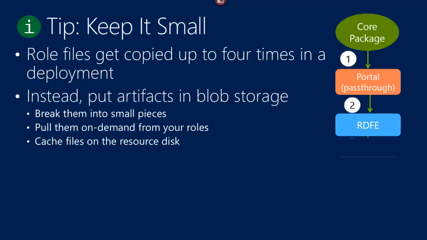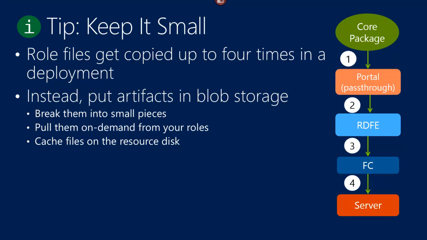passes it to RDFE. RDFE hands it to the Fabric controller. And by the way, RDFE has copied it to its own storage account and, in parallel, as a backup. It sticks it in the Fabric controller. Now, the Fabric controller stores it on disk, and then it pushes it to the servers that the individual roles are on. So you can see we've had a copy to storage, 2 copies to disk, 1 on the Fabric controller, 1 on the server. So lots of copying of this data through the network and to local disks.